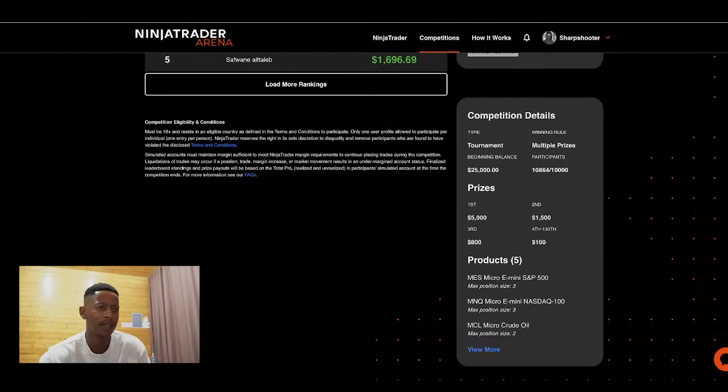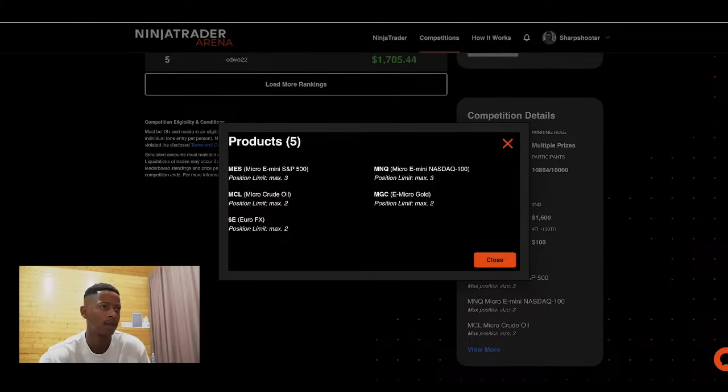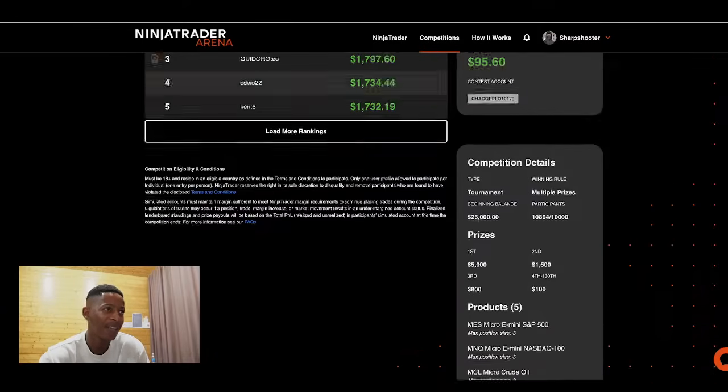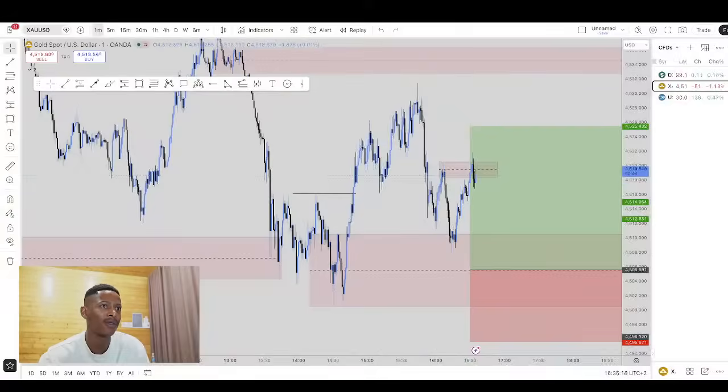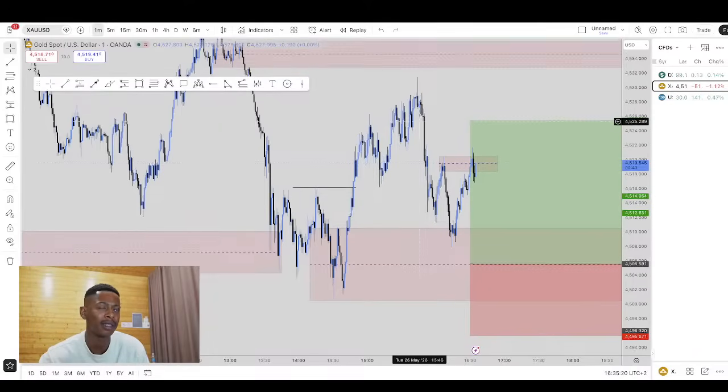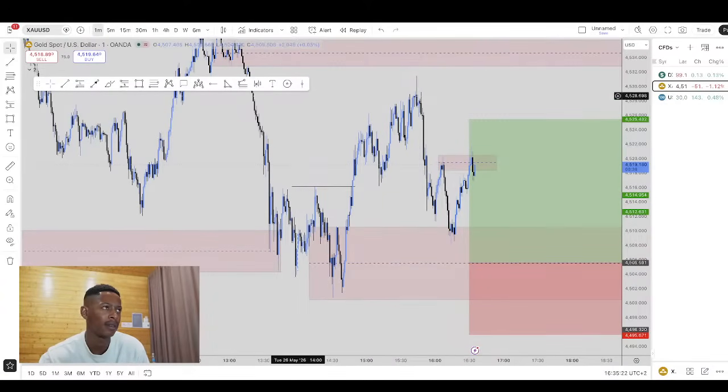Max position size is 3. On crude oil it's 2. Where's gold? I can't see gold. It's 2. Oh, they kept it. So I can only use 2 lots. Yo. So now my question is, how are these guys making this when all they're taking is like 2 lots and stuff? How are these guys making this? It doesn't make sense now.